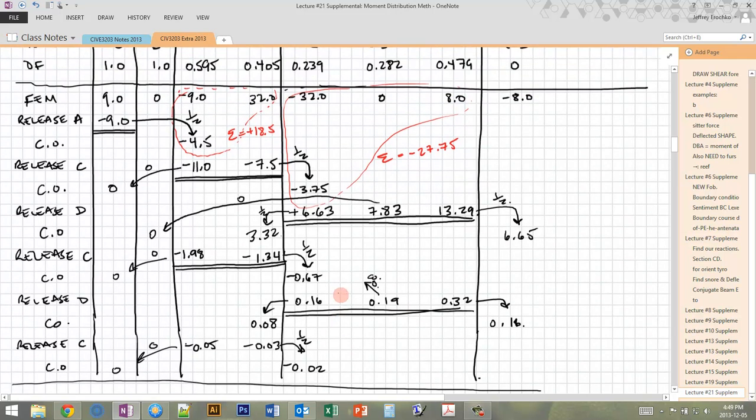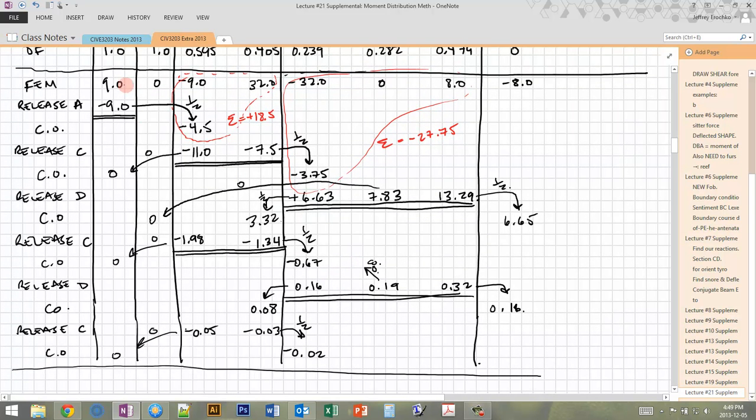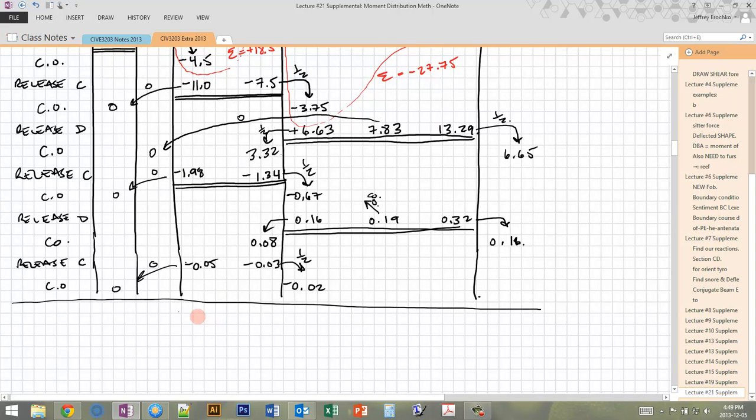So once I've gone far enough, the last step is to add up all of the moments at each member end. And that's going to give us the final moments in each member. So I add up all of them. This is a kind of no-brainer. I just look at all of the numbers in each column, all the numbers in this column only, not for the joint, just for the member end, including the fixed end moments, including the carryovers, including the balances, everything. I add up every number in this column, and I put it on the bottom, and that is equal to the final moment at that end of the member. So I just take the sum of all member ends.